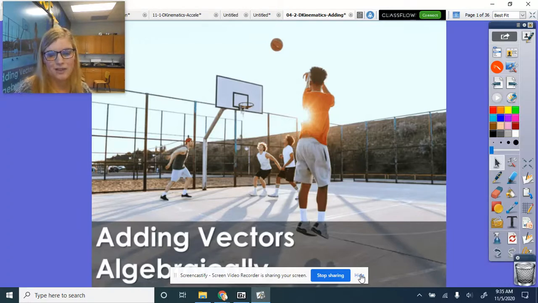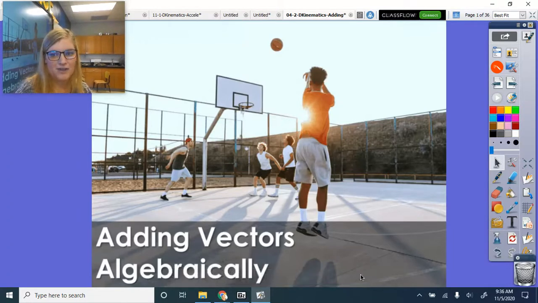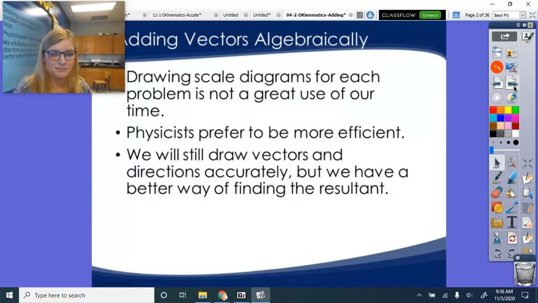Here we go. So, adding vectors algebraically is a super useful tool because we're not always just heading in one direction. We don't always have things that are going straight in a perfect line. But there's a lot of different ways that we can do this. We actually skipped a section on drawing scale diagrams because, as this first bullet point said, it's not a great use of our time. We want to be more efficient. So we still want to draw our vectors and the directions accurately, which is why we went through that first section. But we need to have a better way of finding the resultant, and that is math.